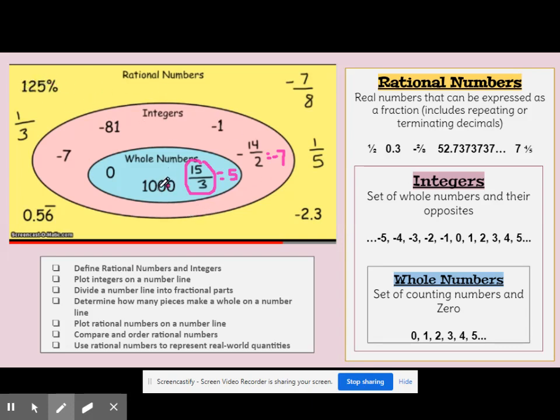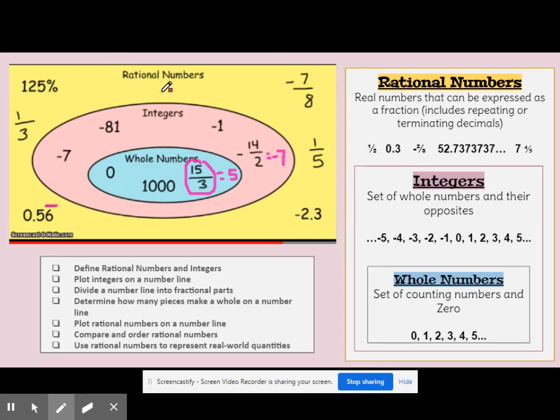rational numbers, they include all of these numbers that are in pink and blue, but they also include our fractions and decimals. Okay, anything that can be written as a fraction or a repeating decimal, which means you have a bar over it, or terminating, which means it ends. Most numbers you're going to deal with in middle school are going to be rational numbers. They're going to be whole numbers, they're going to be positive or negative, and they're going to be fractions or decimals, including percents, because any percent can be written as a decimal.